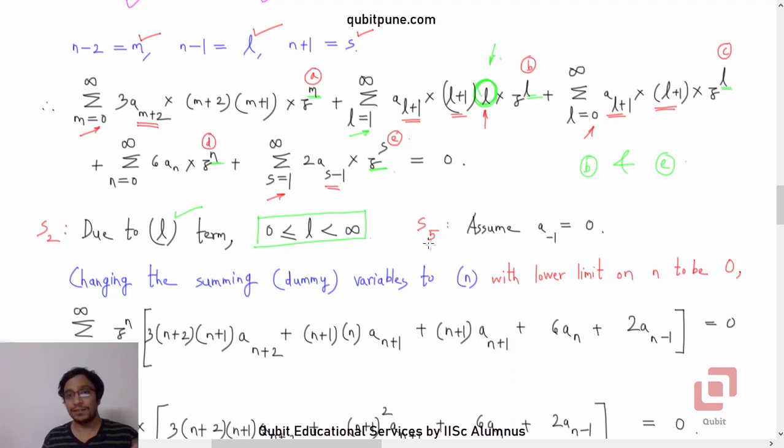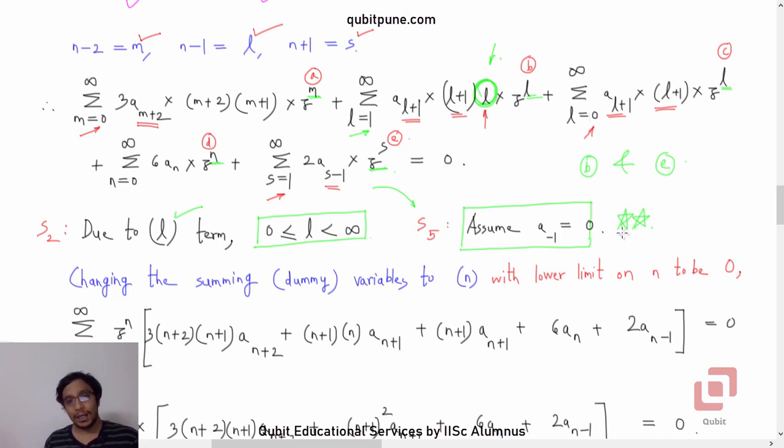Okay, now let us go to S5, or E, this one. Now here we have to assume that A minus 1 is equal to 0, only then we can start from S equal to 0. So this assumption is crucial, and well, we let it be. Okay, we assume that A minus 1 is equal to 0.